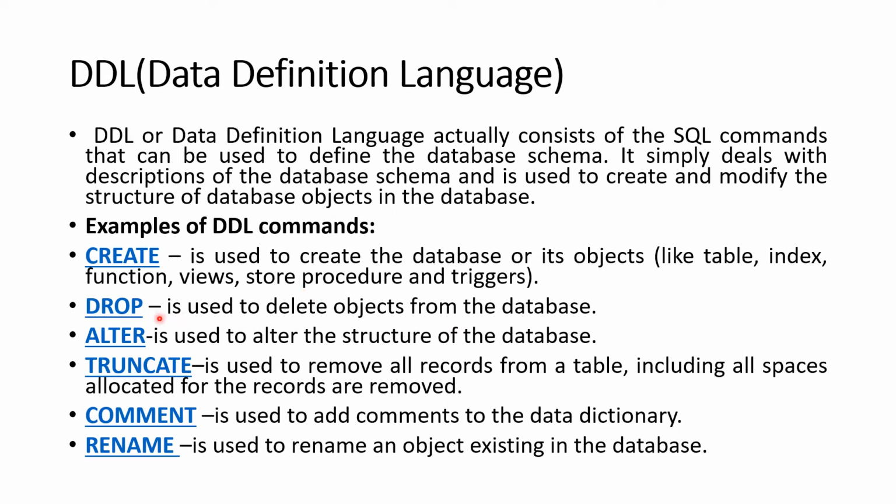Then second is drop. It is used to delete objects from the database. When we have to delete the table, we use the command drop. Then alter. It is used to alter the structure of the database. When we want to modify the structure of the database, we use alter. Then comes truncate. It is used to remove all the records from a table, including all spaces allocated for records.